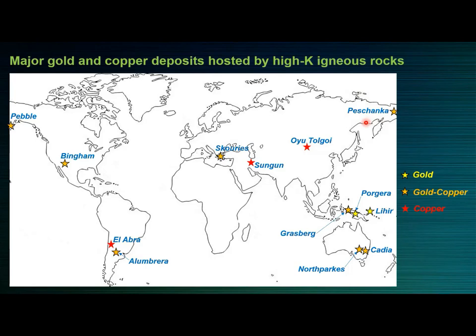Then, of course, the huge Porgera epithermal gold deposit in Papua New Guinea, the large Grasberg porphyry copper-gold deposit in the Indonesian part of New Guinea. I will talk a little bit more about that. And Lihir Island, which I know really well, so I will talk a little bit more about that, which contains one of the largest epithermal gold deposits in the world, just sitting in the center of a volcano. And then, of course, the shoshonite-hosted porphyry copper-gold deposits of North Parkes and Cadia in New South Wales in Australia.